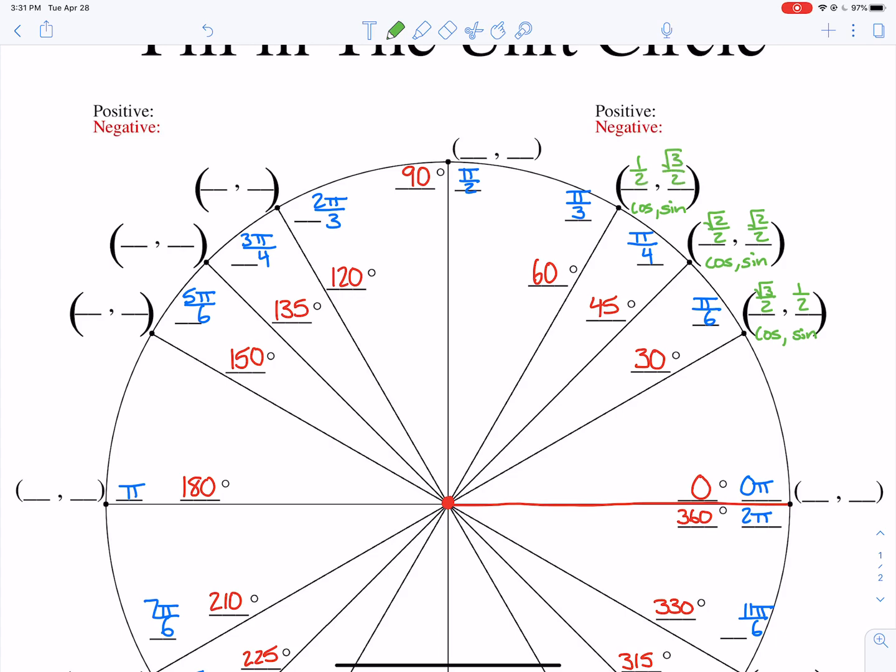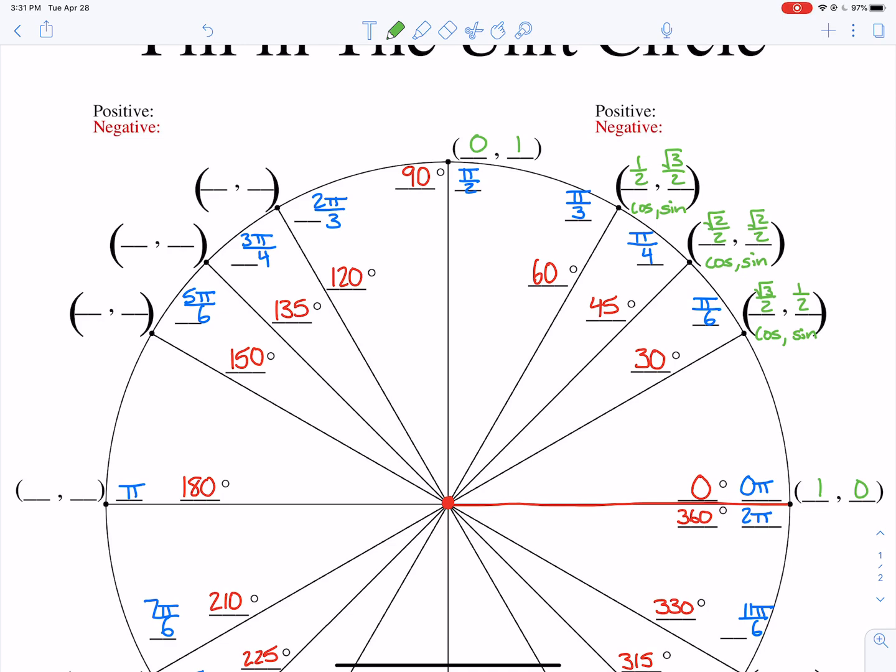For my first coordinate, it would just be 1, 0. I should have started with that one. For the one at 90 degrees, it would be 0, 1. And then what's going to start to happen is it rotates around the circle.